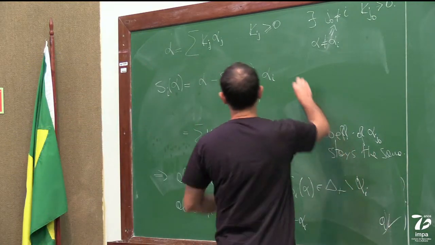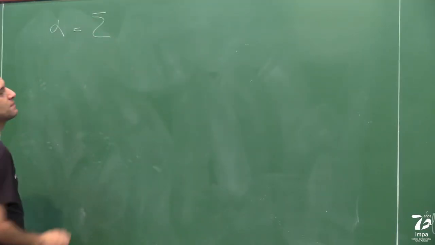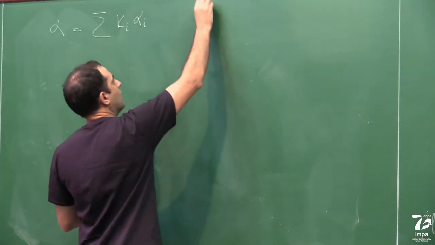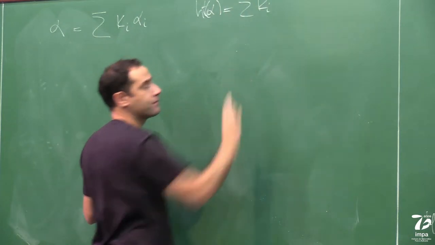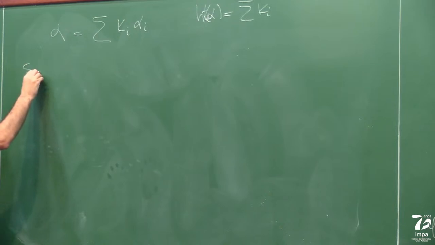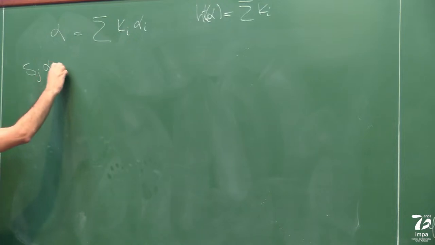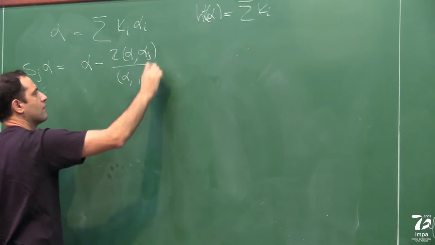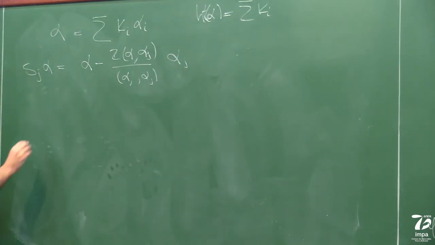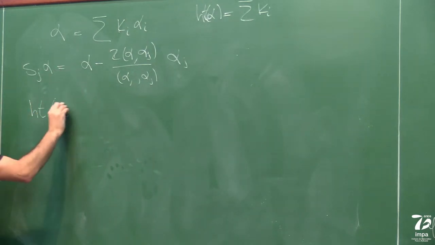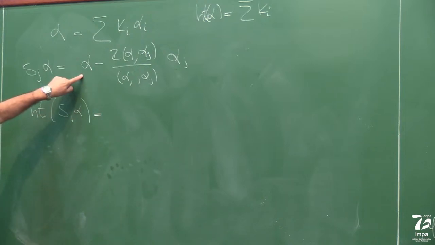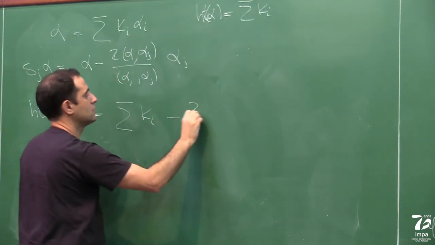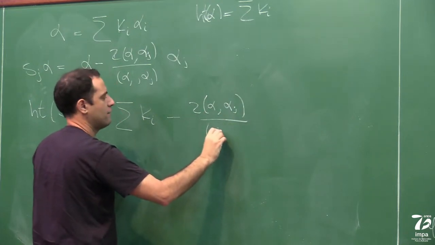Right, so let's prove this statement. So let's start with this again. We start with our alpha, which is some sum of k_i alpha i. So the height of alpha is equal to the sum of these k_i's. And s_j of alpha is equal to alpha minus twice (alpha, alpha j) over (alpha j, alpha j) times alpha j. So that means that the height of s_j of alpha is this linear combination. So this is going to be the sum of all these k_i's that I had before minus this number, twice (alpha, alpha j) over (alpha j, alpha j).